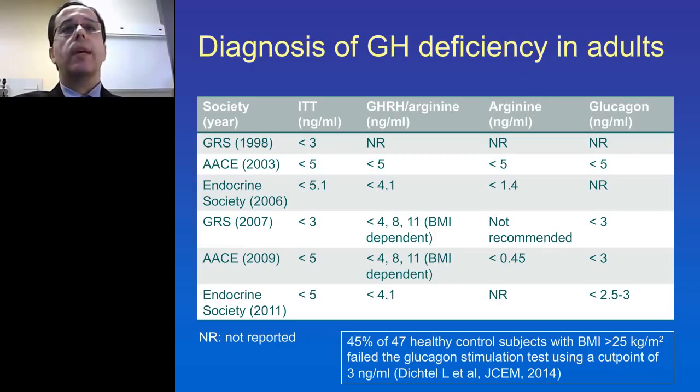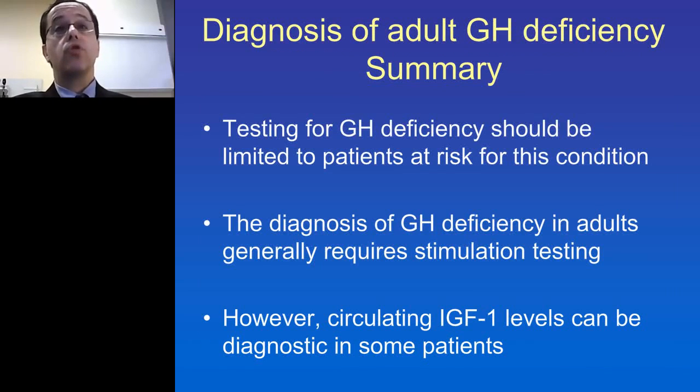So in summary, testing for growth hormone deficiency should be limited only to patients at risk for this condition. The diagnosis of growth hormone deficiency in adults generally requires stimulation testing. However, circulating IGF-1 levels can be diagnostic in some patients.